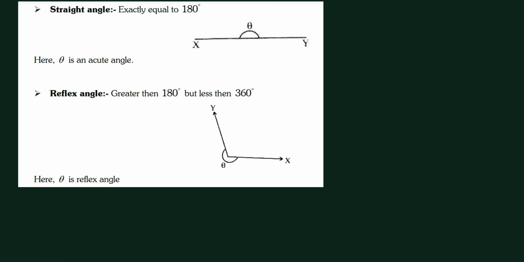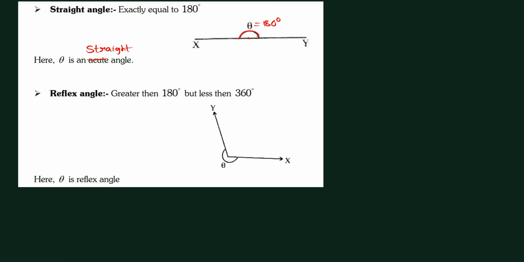If theta value is equal to 180 degrees, this is what we call a straight angle. The straight line represents the straight angle. This is what we call a straight angle, where theta value is equal to how much? 180 degrees. And this theta is called a straight angle.